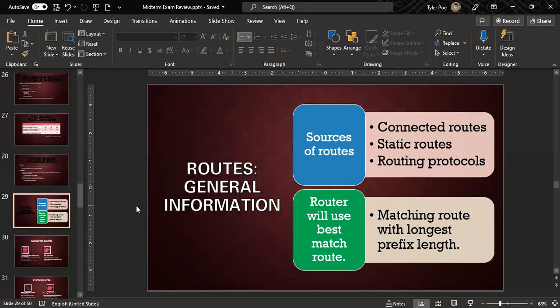So let's discuss some general information on routers and routes. So there's 3 sources of routes. There's connected routes, static routes, and then routes created by routing protocols. So routers will match the best route when trying to determine which route to send a packet through. Now, what you really need to memorize here is it matches the route with the longest prefix. So that's a fact you really need to memorize for the exam and also test 2. So before I continue, let me quiz you all. How are connected routes created?